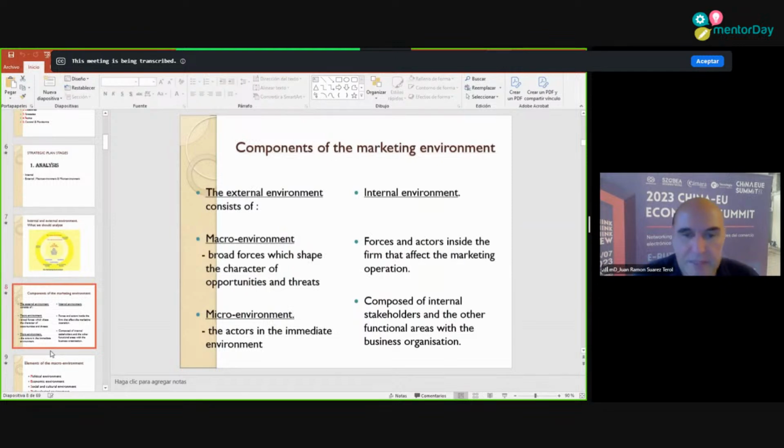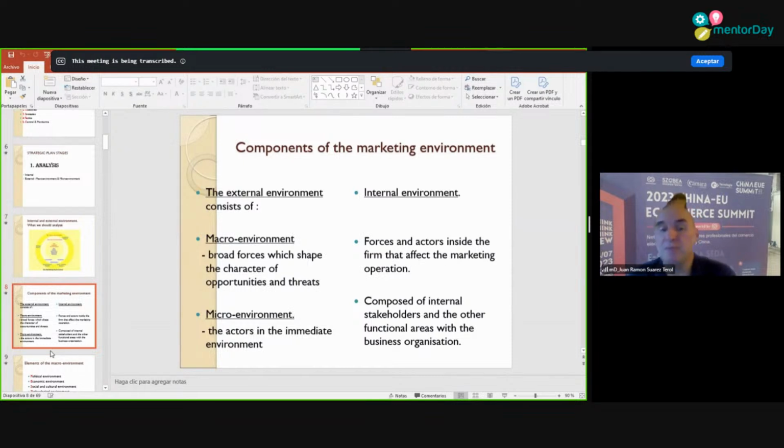Components of the marketing environment. The macro environment is broad forces which shape the character of opportunities and threats, forces and actors that affect the marketing operation. The macro environment, we cannot control that. We cannot control if Donald Trump is the president of the USA. We cannot control if Germany is in recession. We cannot control technology factors that are changing the world as we know it. We cannot control logistic prices. So that is the macro environment. We cannot control that, and we cannot interact with it. It's something given to us.